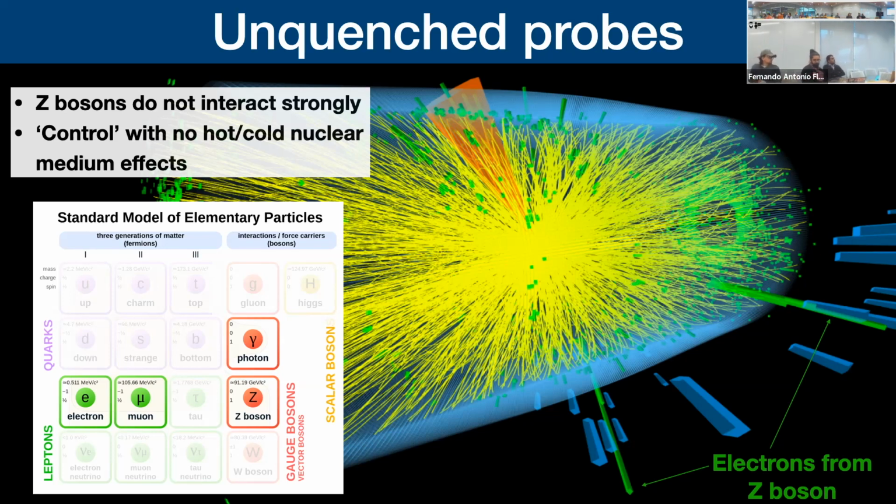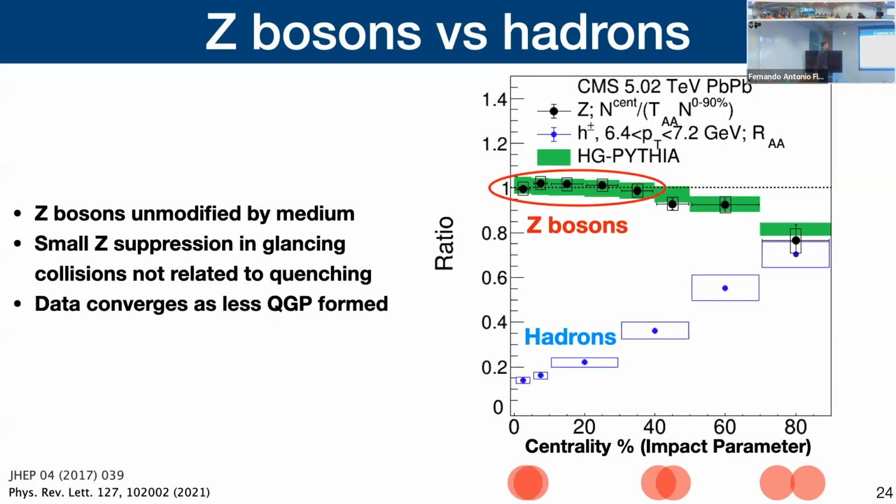So you can see, for example, in this event display, you have a jet produced one way and the Z boson that decays to two electrons the other way. They should be balanced in transverse momentum, but the Z boson will not be quenched, whereas this jet may be. And so we can use this as a control measurement to compare jet quenching. So that was the motivation for this analysis.